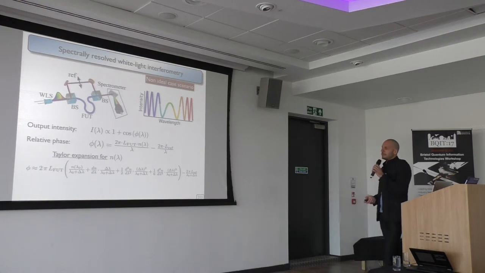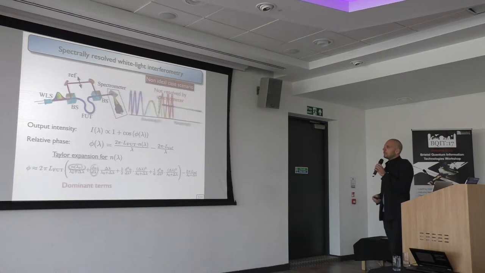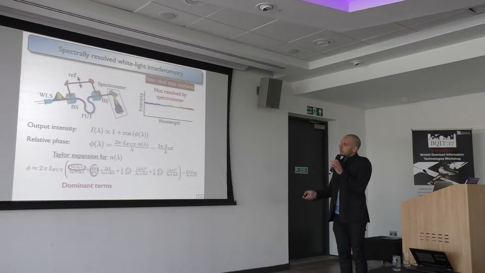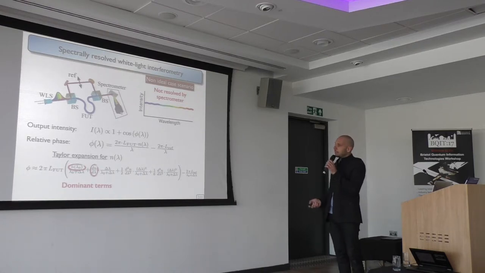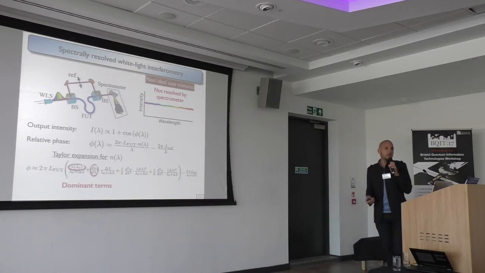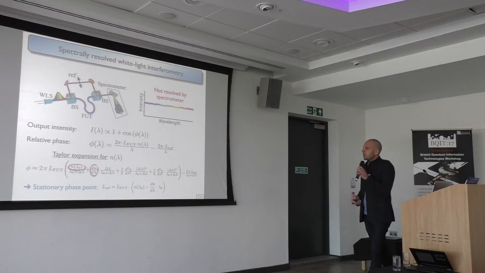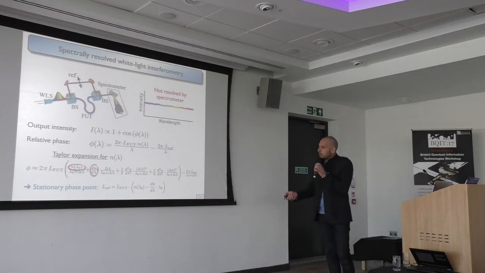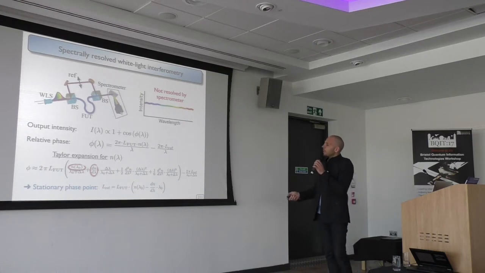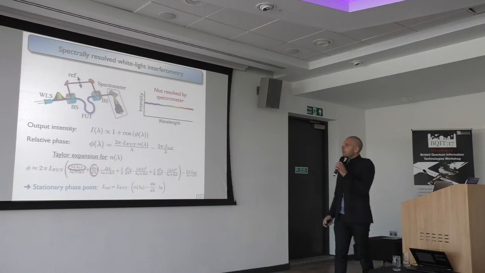So this is non-ideal, and of course it might be the case that because those two first terms, the zero order and the first order derivative, are dominant in this equation, you don't see the interferogram at all. So you have to find the so-called stationary phase point, where you have to properly align the reference arm, depending on the length of your fiber under test.